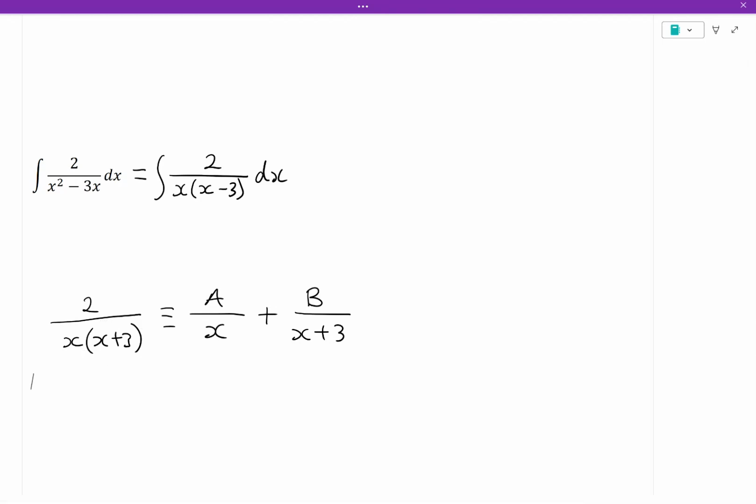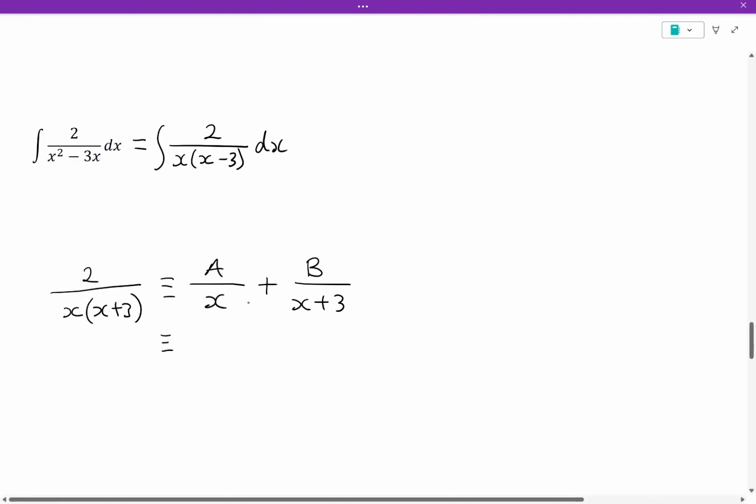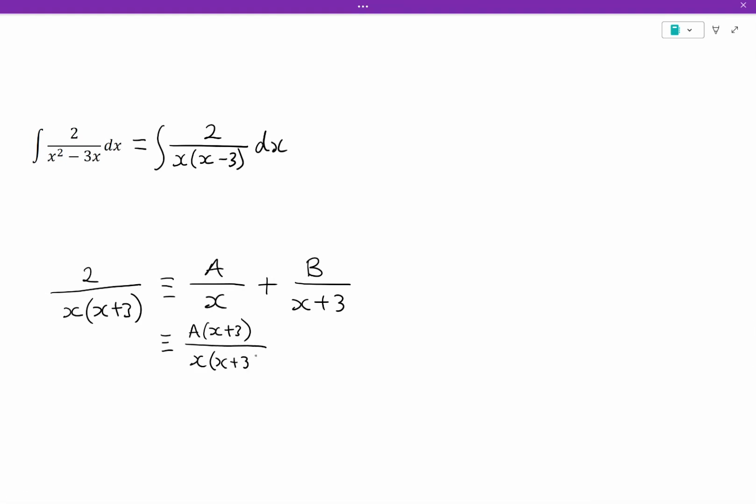Then what we're going to do next is go to that right-hand side, and we're going to try and write it under a common denominator. So our first fraction would multiply by x plus 3 over x plus 3. So we get a times (x plus 3) over x times (x plus 3). And then for our second fraction, we're just going to multiply by x over x. So we'd get bx over x times (x plus 3).